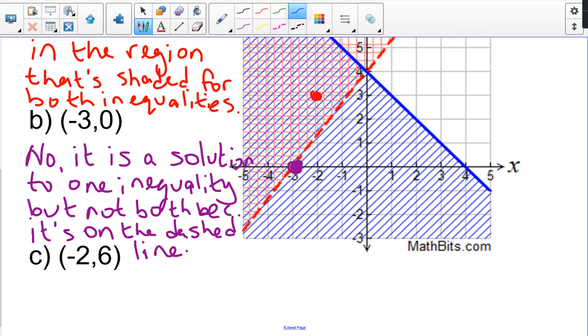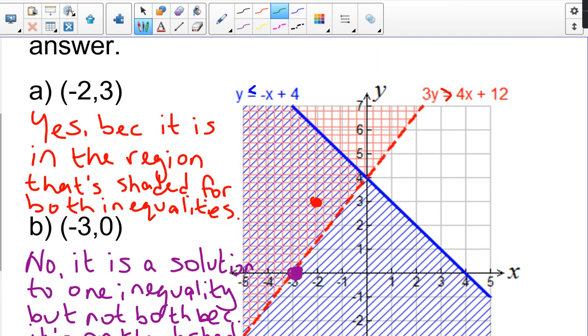Lastly, we have the point (-2, 6). Okay, where's (-2, 6)? I see -2 on my x-axis, I see 6 on my y-axis, and that comes out exactly on that line. So once again, we have a point on a line. So let's see, here we see it definitely is in the shaded region for the red, right? But it's on the line for the blue.